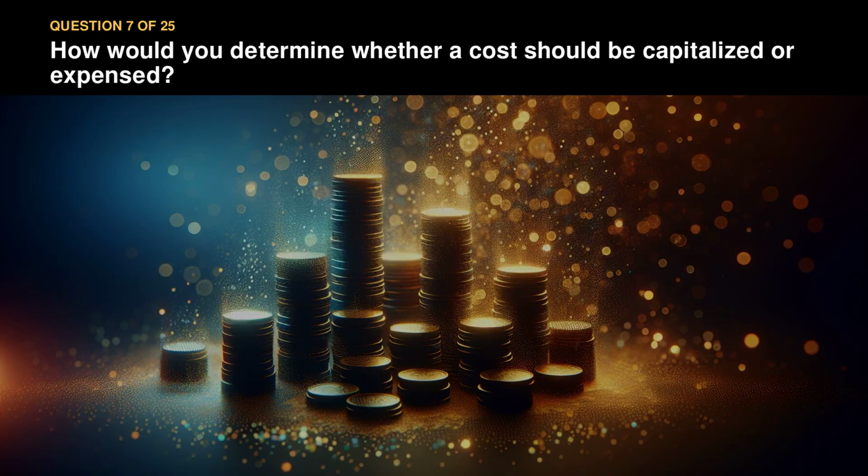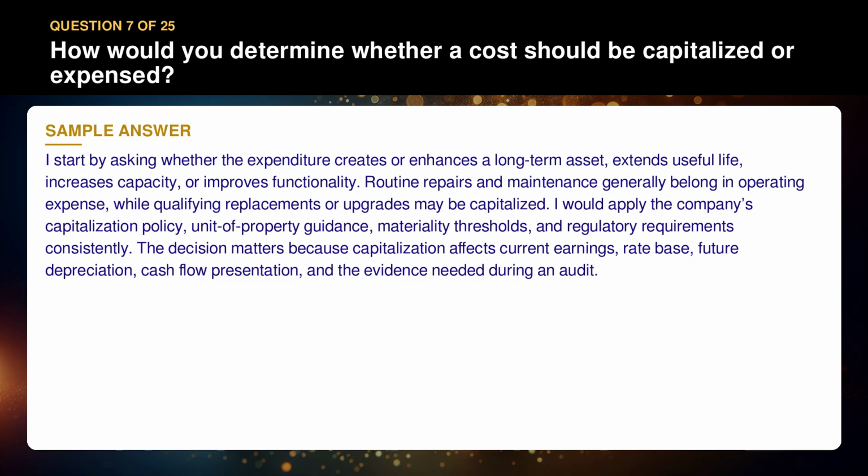Question 7. How would you determine whether a cost should be capitalized or expensed? I start by asking whether the expenditure creates or enhances a long-term asset, extends useful life, increases capacity, or improves functionality. Routine repairs and maintenance generally belong in operating expense, while qualifying replacements or upgrades may be capitalized. I would apply the company's capitalization policy, unit of property guidance, materiality thresholds, and regulatory requirements consistently.